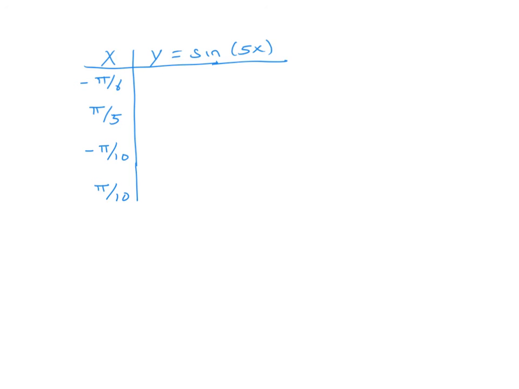For negative pi over 6, I get negative 0.5. For pi over 5, my y value is 0. At negative pi over 10, I get negative 1. And for pi over 10, I get positive 1. So I have my answer. We did see it off of the graph, but this is going to be the absolute min because it has the smallest y value. This is going to be the absolute max because it has the largest. And these occur at the x values negative pi over 10 and pi over 10.